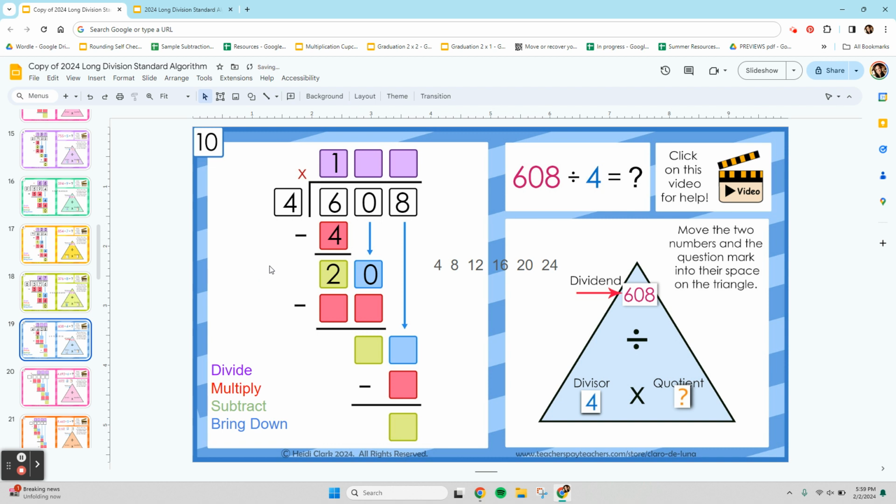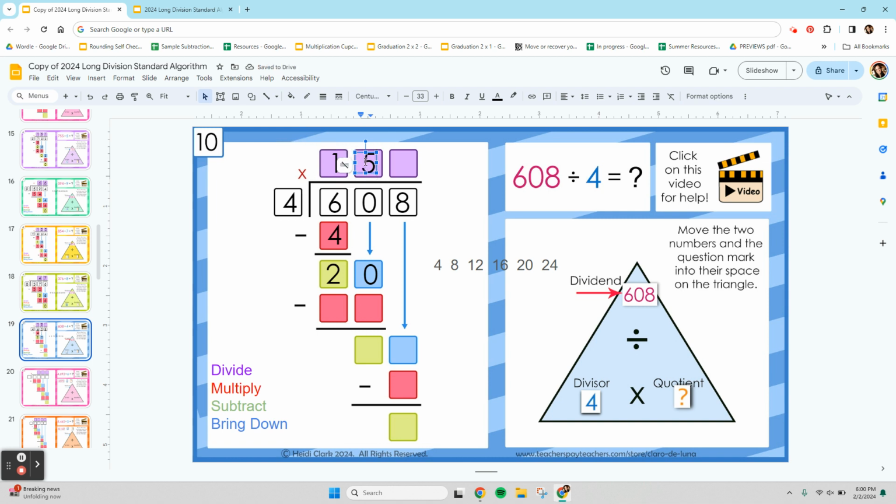A lot of people like to skip to the red here, but we want to remember after the blue, you divide again. So what are we dividing? We're going to do 20 divided by 4. Or how many times can 4 fit into 20? 1, 2, 3, 4, 5 times is how many times 4 fits into 20. So put a 5 up there.